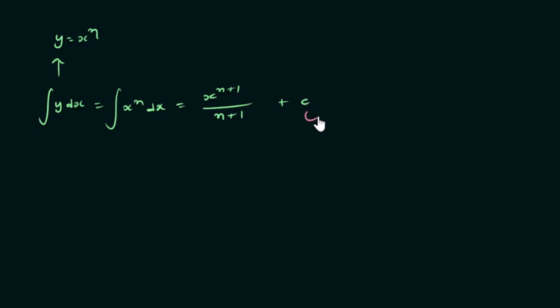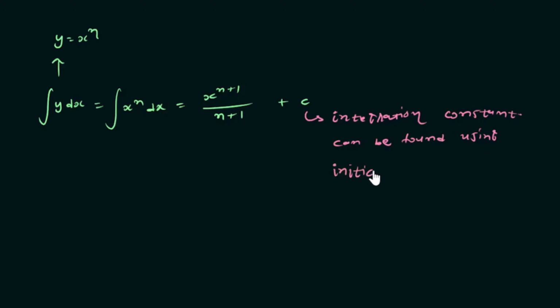Okay, what is c? C is our integration constant, and it can be found using initial or boundary conditions. Okay, so this is integration.